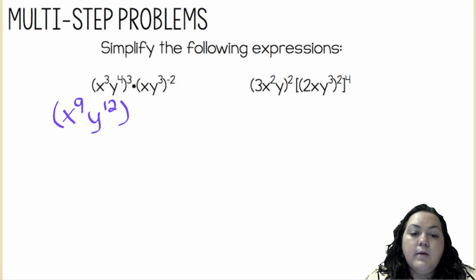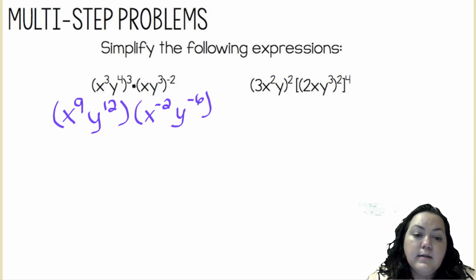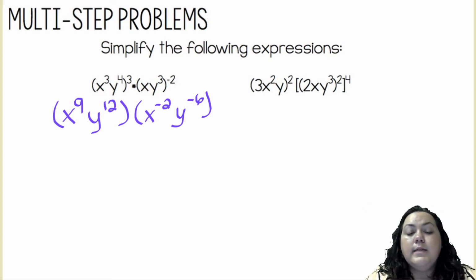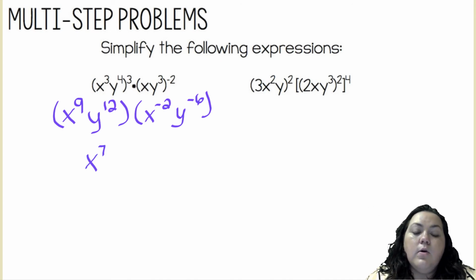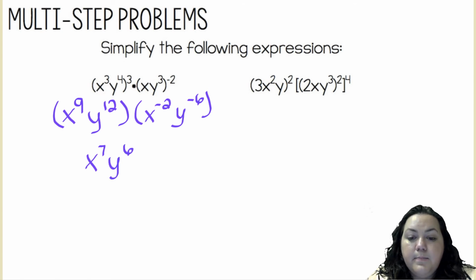And then in the next one, I have x raised to the first, raised to the negative 2, so x to the negative 2. Y to the third raised to the negative 2, so 3 times negative 2 would give me y to the negative 6. Now when I'm multiplying, I add the exponents. So x to the 9th times x to the negative 2, well 9 plus negative 2 would give me x to the 7th. Y to the 12th times y to the negative 6, I would add the exponents. So 12 plus negative 6 would give me 6.